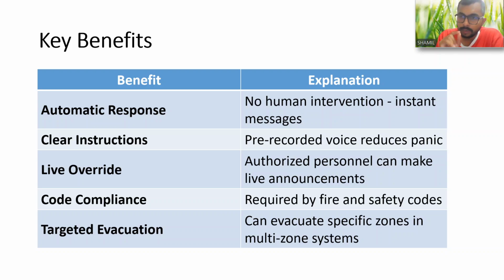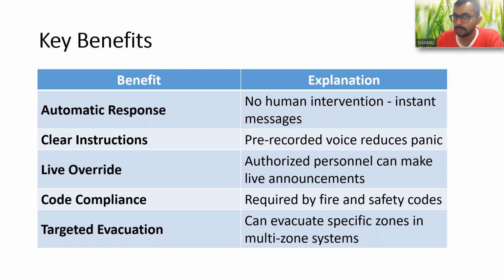The fourth aspect is code compliance. That is, the integration of the fire alarm system with the public address system is recommended. It's not just recommended, it is required by fire and safety codes. So it is a necessity that we do an integration between the fire alarm system and the public address system. The last aspect is targeted evacuation.